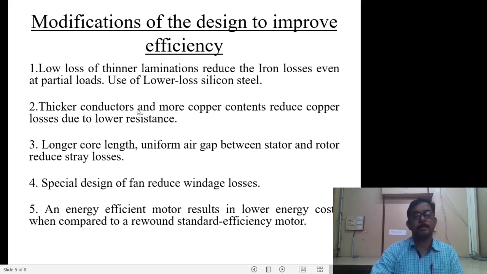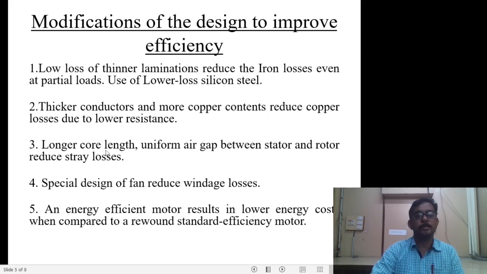Second point, a thicker conductor and more copper content reduce the copper loss due to lower resistance. So obviously, to decrease the resistance of the conducting material, the copper content should be more, and the thicker conductor's cross sectional area should be more.